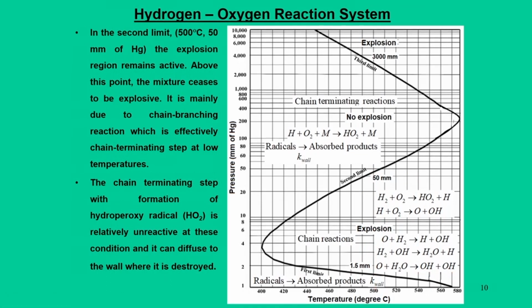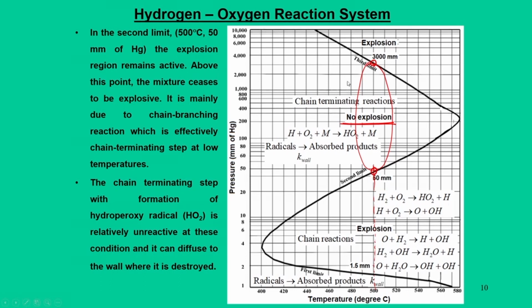Now, moving further in the same 500 degree line, if you go vertically from above 50 mm of Hg up to close to 3000 mm of Hg, during this point you can see there is no explosion. What it means is that during this region, we can store them without any explosion, because during this phase the chain mechanisms try to terminate.